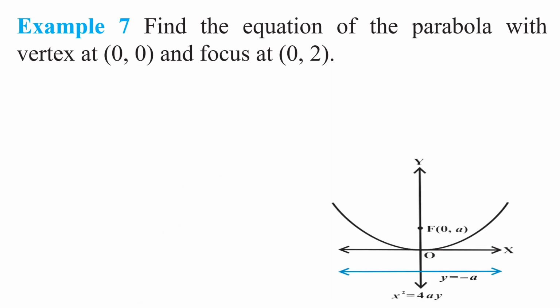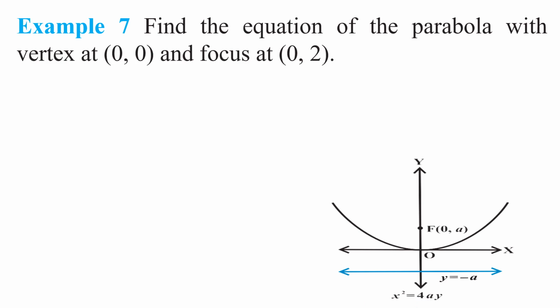Now, let us represent this given data geometrically. Here, (0, 2) lies on the positive y-axis. So, the axis of the parabola is the positive y-axis. Understood this point? And the vertex is at the origin. So, the required equation of the parabola is nothing but x square is equal to 4ay. Understood this point, my children?